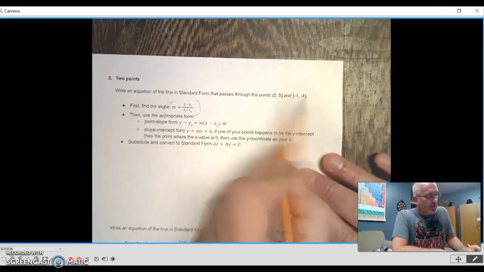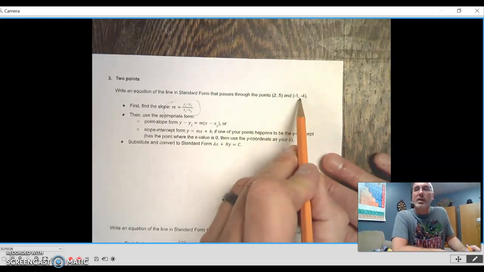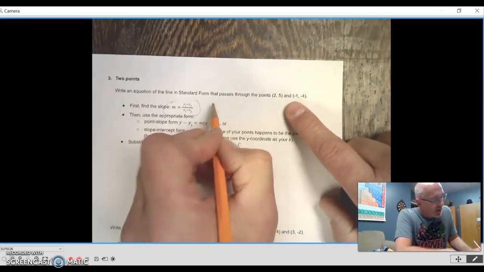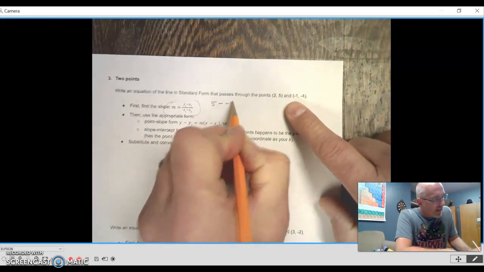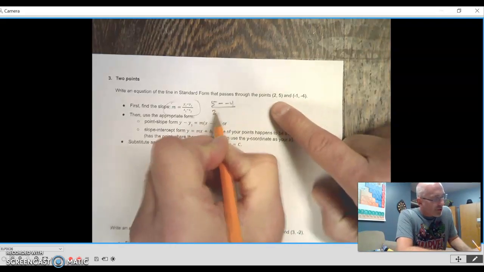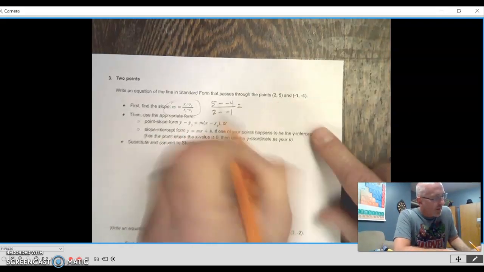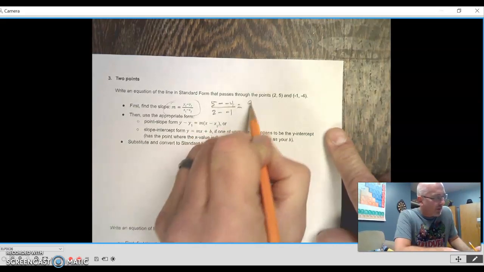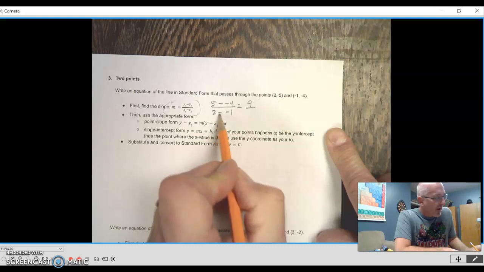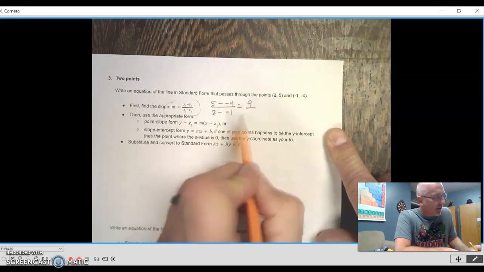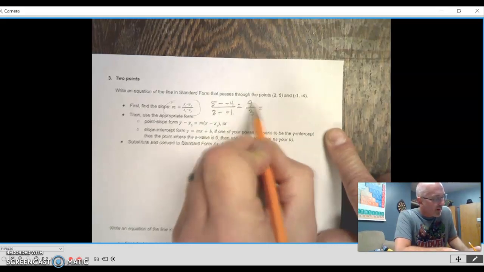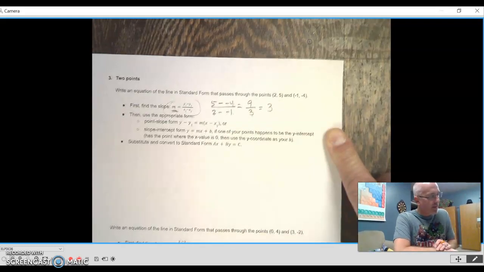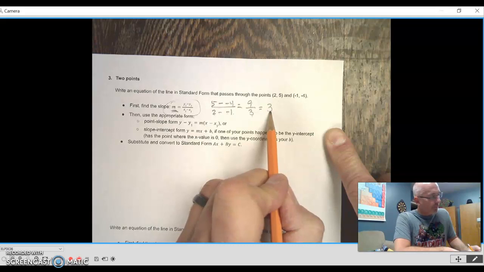So remember, we can subtract in any order as long as we do it the same way for the numerator and the denominator. So let's do 5 minus a negative 4, and then 2 minus a negative 1. So 5 minus a negative 4 is the same as 5 plus 4, which is 9. 2 minus a negative 1 is the same as 2 plus 1, which is 3. 9 over 3 is 3. So our slope, our m, is 3.